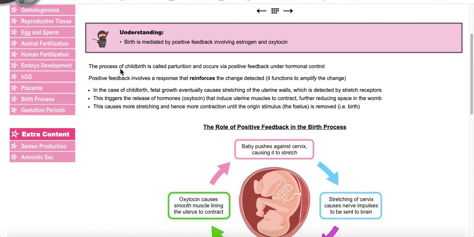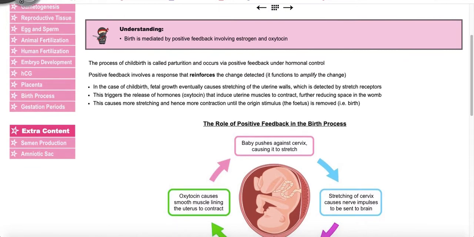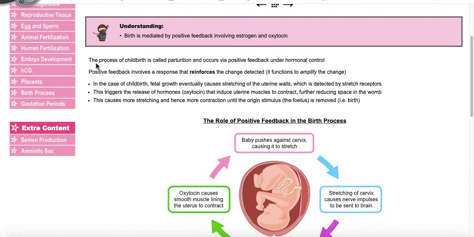So, the essential understanding is that birth is mediated by positive feedback involving estrogen and oxytocin. These are two hormones that are found in the mother's body. Here we see that the process of childbirth, or parturition, occurs via positive feedback. We're going to look at the role of positive feedback first before we look at the hormonal role.